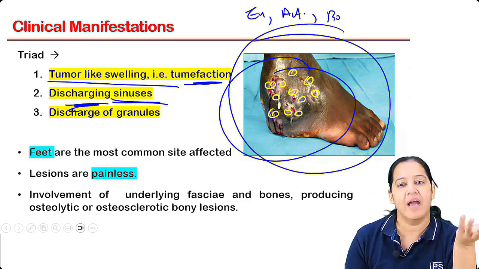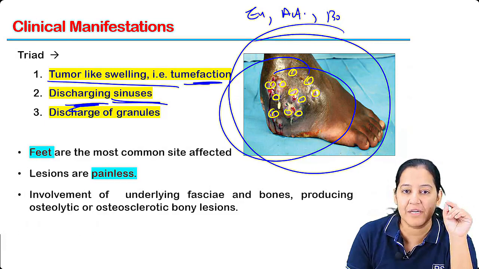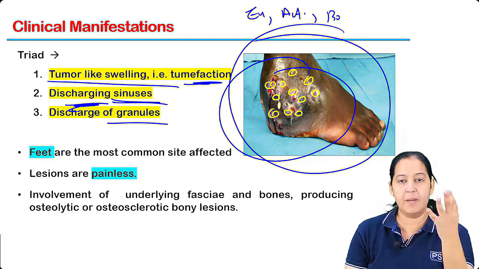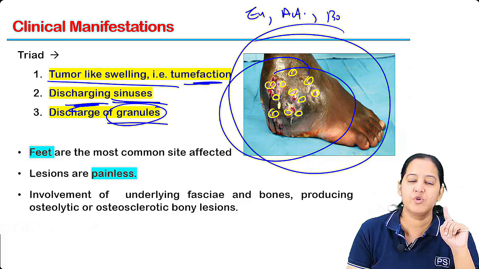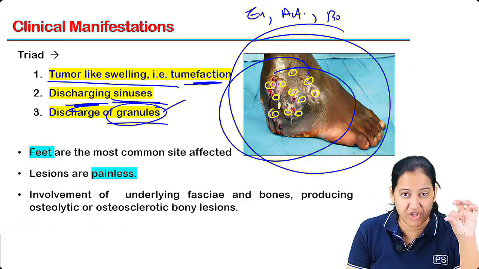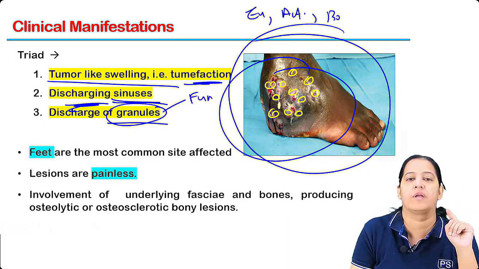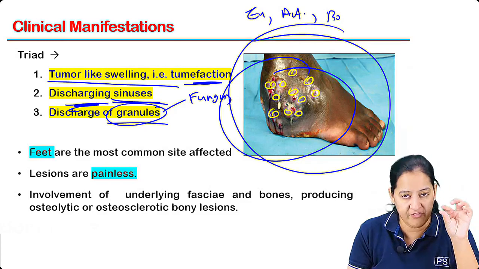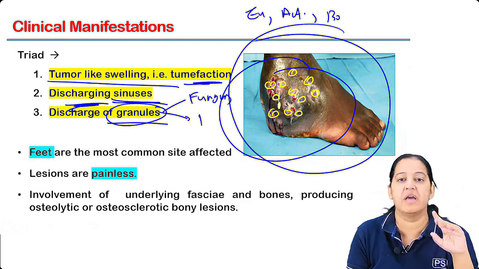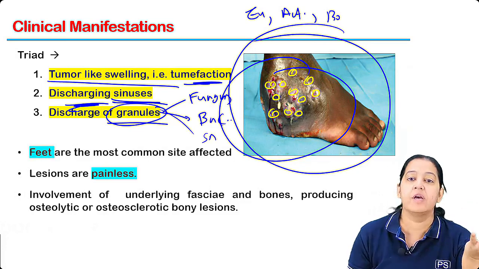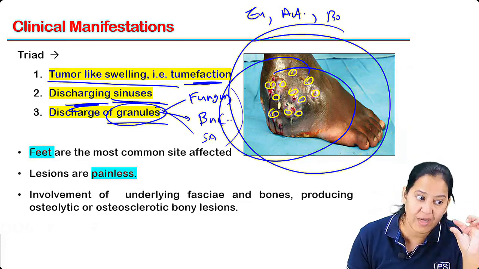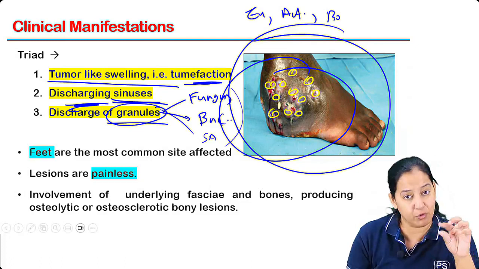And if you look inside the pus, there are multiple granules. If you press, the pus will come, and if you feel the pus, granules are there. If it is eumycetoma, if you crush the granule, it will have a fungal colony. If it is an actinomycetoma, if you crush it, there will be a bacterial colony. Or botryomycosis, it will be a Staph aureus colony. So whatever the organism, that colony is the granule. You have to crush it and see.